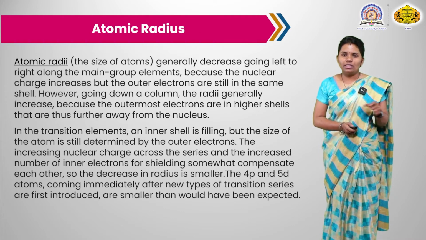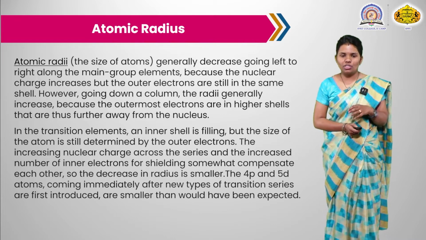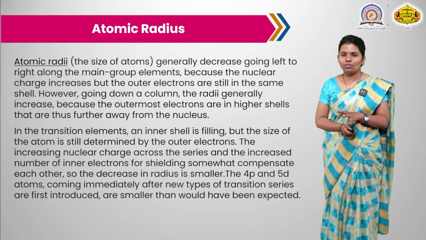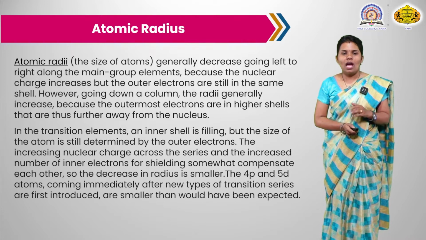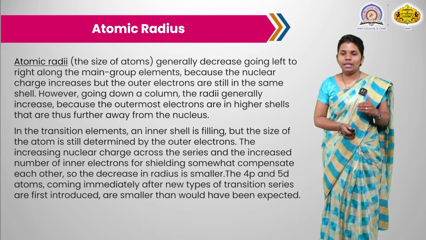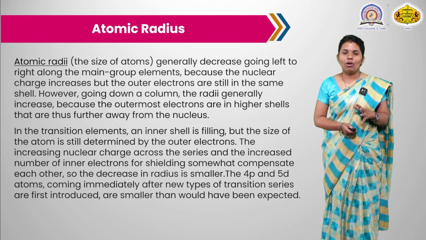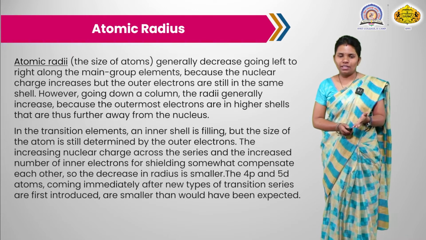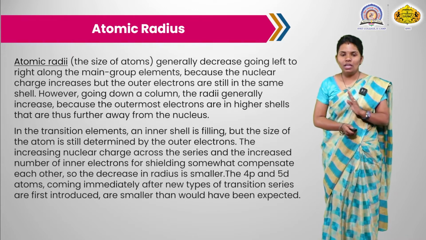Generally, it decreases from left to right along the main group elements because the nuclear charge increases but the outer electrons are still in the same shell. However, going down a column, the radius generally increases because the outermost electron is in a higher shell, which is further away from the nucleus.